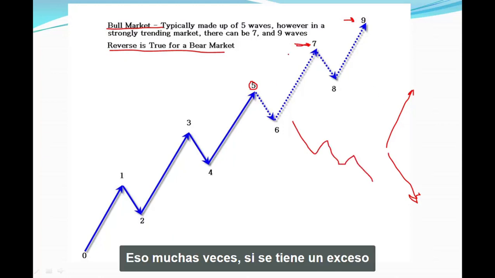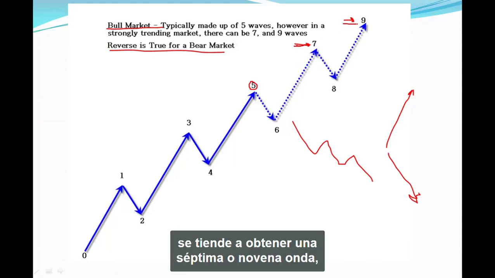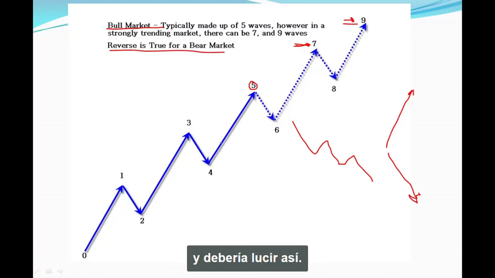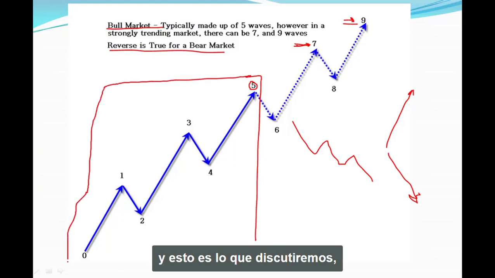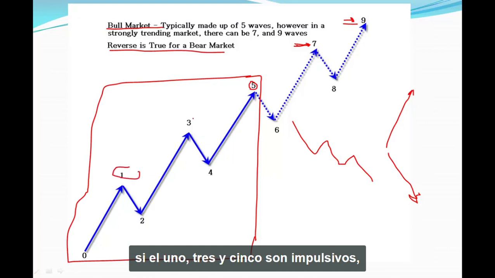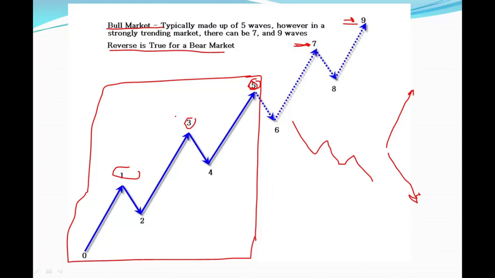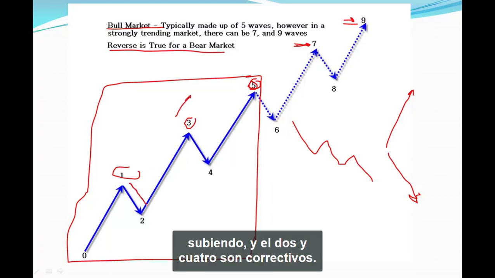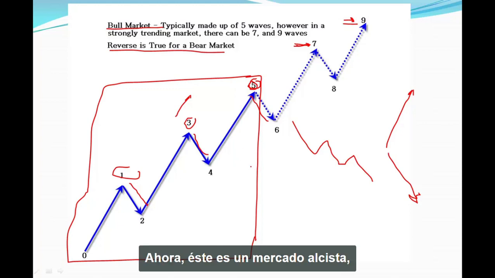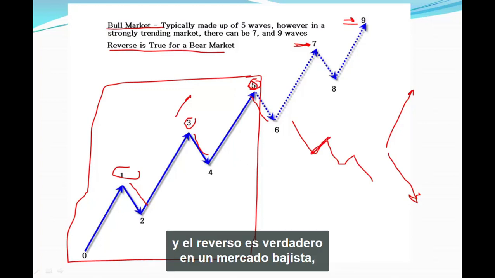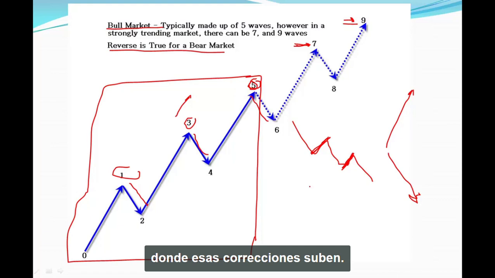Many times, if you do have an exceeding of that 5th wave and it continues strong, you'll tend to get a 7th and a 9th wave, and this is what it would look like. But most times, this is what you're working with, and this is what we're going to discuss: the Elliott five-wave pattern, where the 1, 3 and 5 are impulsive, going up, and the 2 and 4 are corrective, and even at 6. They're corrective, meaning going down. Now, this is an uptrending market, and the reverse is true in a downtrending market where those corrections go up.